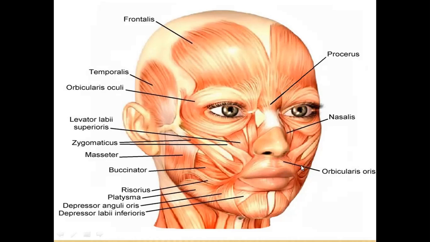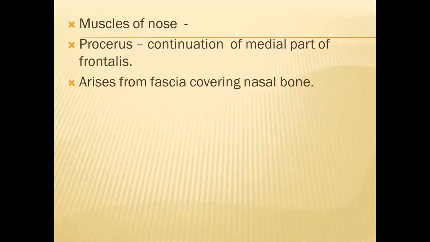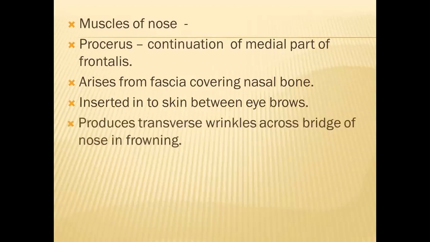You can find one more muscle called orbicularis oris. Then the muscle surface continued. The procerus we have seen just now, a continuation of the medial part of the frontalis, arising from the fascia covering the nasal bone, then inserted into the skin between the eyebrows. So this is the procerus muscle.